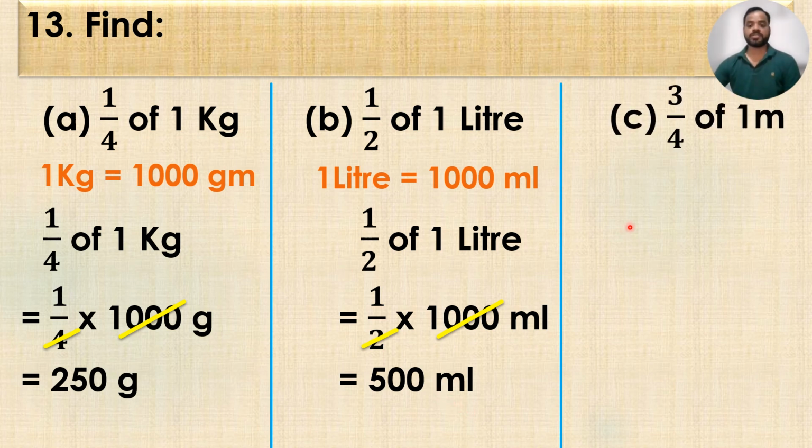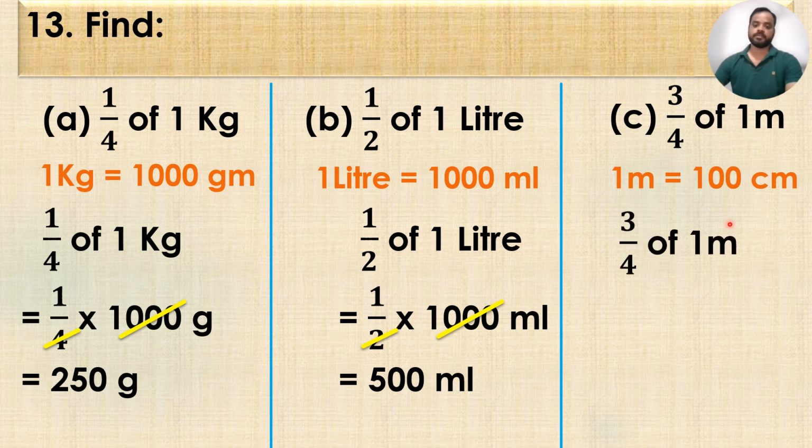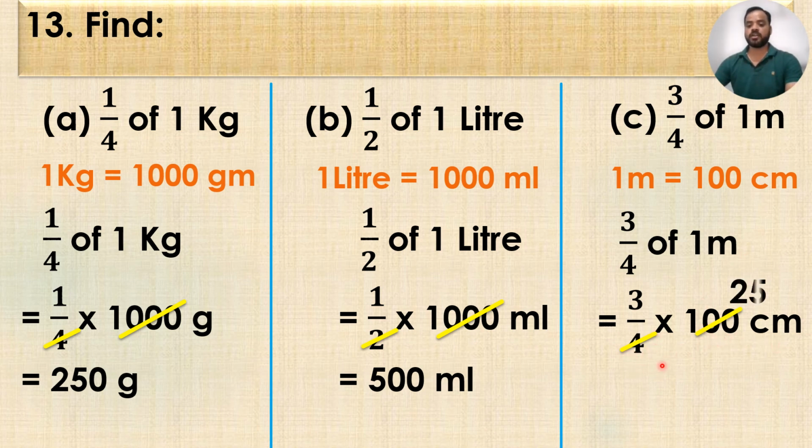Now next question, we have to calculate 3 by 4 of 1 meter. We know that 1 meter is equal to 100 centimeter. So 3 by 4 of 1 meter is equal to 3 by 4, of means multiplication. 1 meter means we get 100 centimeter. When we cut 100 by 4, we get 4 1s are 4, 4 25s are 100. And 25 into 3 is equal to 75 centimeter.